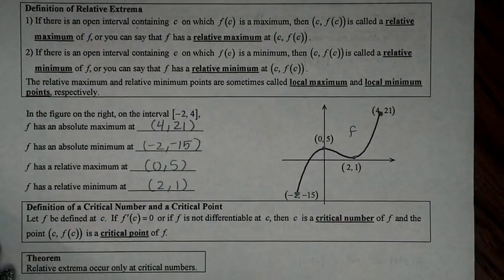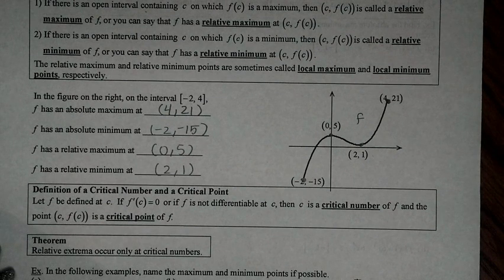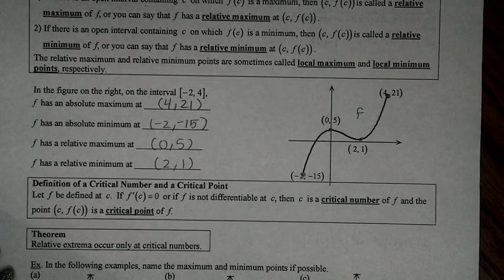So for now, we have the definition of a critical number and a critical point. Say f is defined at c. If f prime of c is equal to 0, or if f is not differentiable at c, then c is a critical number of f, and the point c, f of c is what we call a critical point of f. Okay? So we have a little theorem here: relative extrema occur only at critical numbers.